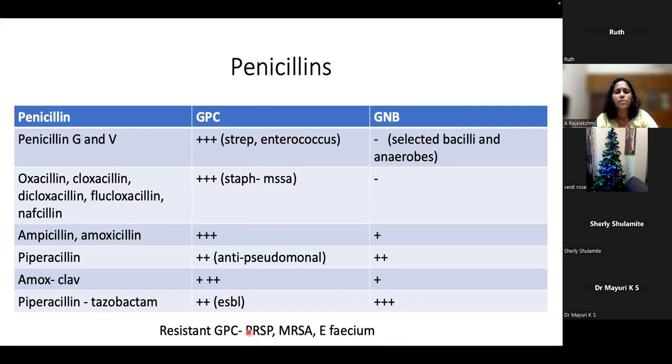PRSP is penicillin-resistant Strep pneumoniae, and MRSA and E. faecium are the drug-resistant GPC for which we have specific drugs, which will be discussed later when we cover the GPC and GNB chapters.